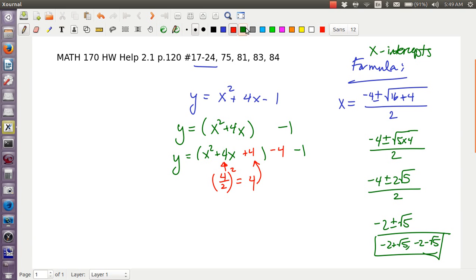So what number did we take to begin with? We took this 4 from here. We divide by 2 and square it. So that's the algebraic way to think about completing the square. It's pretty easy. And then we just go ahead and factor this.